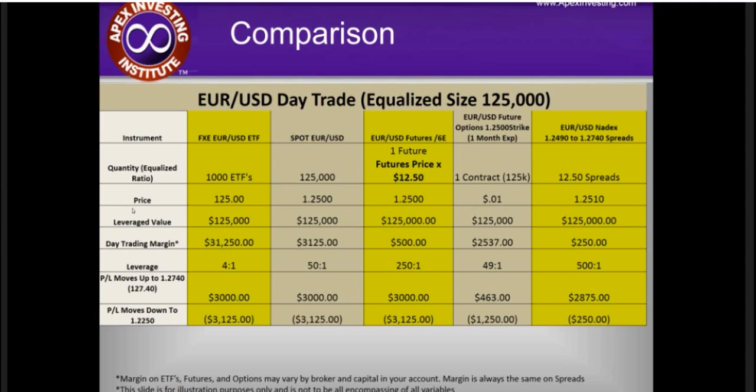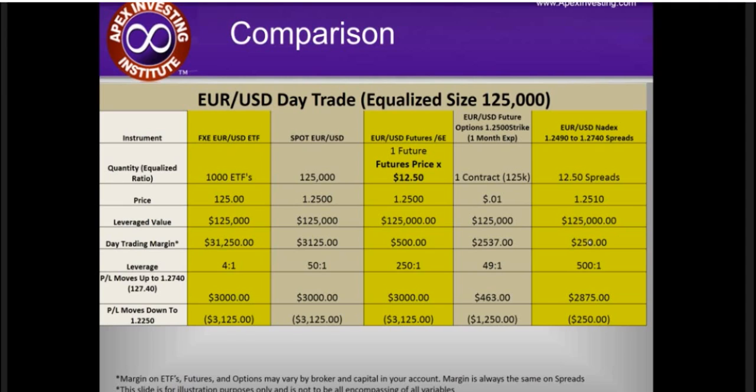The margin that you had to put up to place the trade on the Eurodollar ETF, 31,250. On spot Eurodollar, you had to put $3,125. That's if you're on a 50 to 1 leverage. Over on Eurodollar 6E, 250 to 1 leverage, and that's putting up $500. And if you're doing the future options, you'd have to put over $2,500, and almost a 50 to 1 leverage. Using the Eurodollar Nadex spread, exact same contract, $250. So less money than all of these, 500 to 1 leverage. So you're getting 500 to 1, but your margin is only 250.